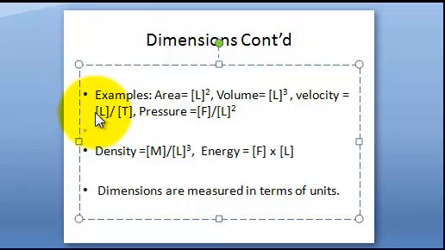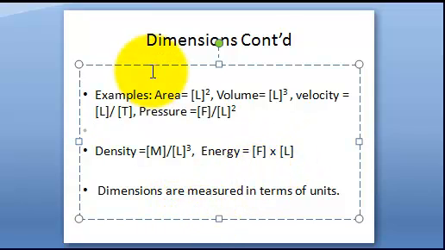Velocity, which is distance over time, which is L over T in square brackets. Pressure, force over area, which is F in square brackets over L in square brackets squared. We also have density, which is mass over volume, M in square brackets over L in square brackets cubed. Energy, which is force times distance, which is F in square brackets times L in square brackets.